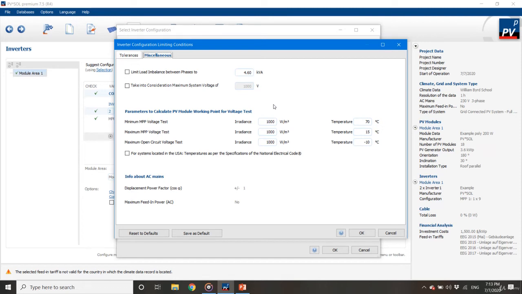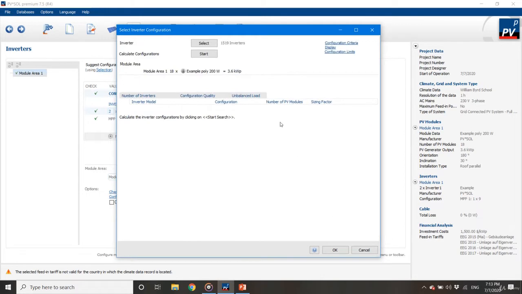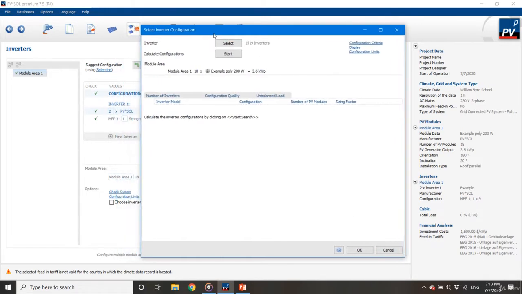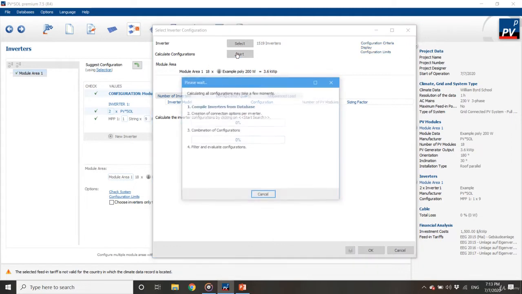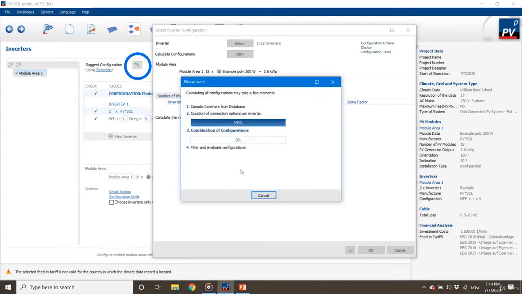We will have a simple example later on. Now, according to this criteria, we could start selecting a suitable inverter and its configuration for a system. We click Start. It's the same thing that happens when you click the green arrow icon.